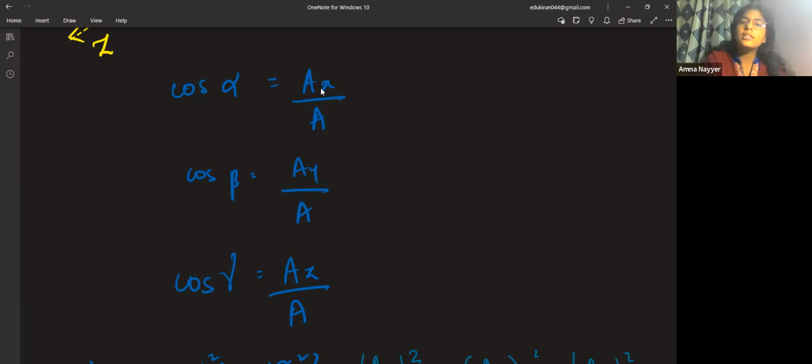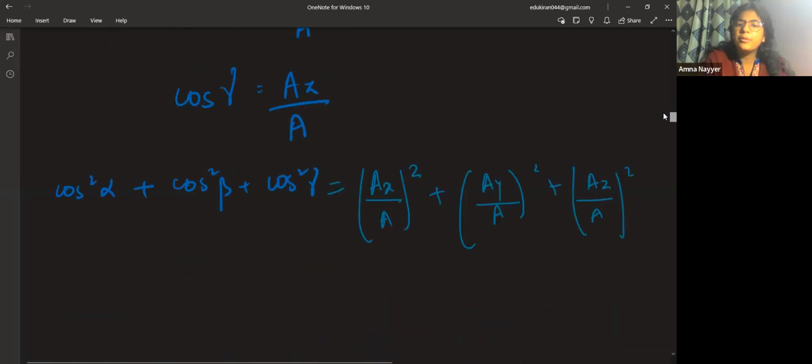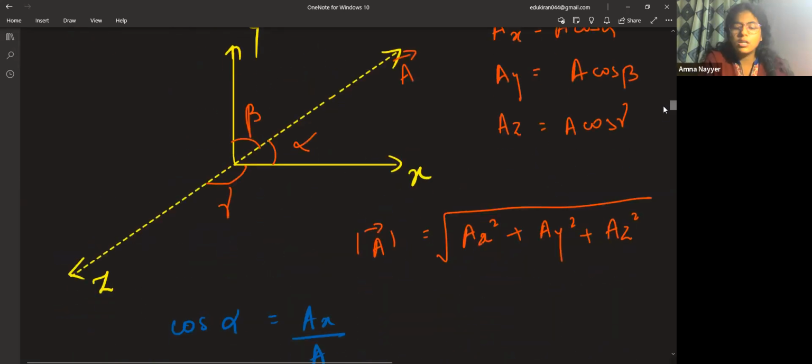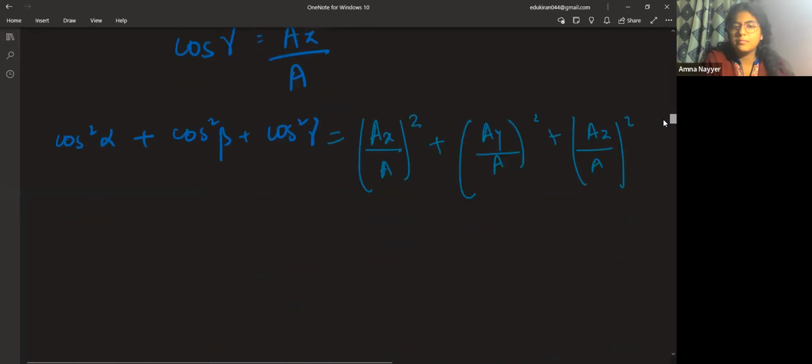Okay. Now see, cos alpha is ax by a, cos beta is ay by a, cos gamma is az by a. This is standardized. You don't need to do the derivation, just remember this. See, how have we got the values of cos? Ax is equal to a cos alpha, so cos alpha will be ax by a. Ay is equal to a cos beta, so cos beta will be ay by a. Az is equal to a cos gamma, so cos gamma will be az by a, like this. So we have all the values of cos. Now we are squaring and adding them up.